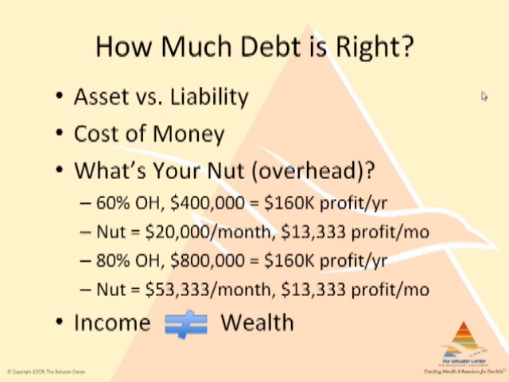If you have a 60% overhead in your office, let's say that you go out and you produce $400,000 of dentistry. Well, with a 60% overhead, that means you have a profit of $160,000 per year. So on a monthly basis, that 60% translates to $20,000 a month that is going to pay expenses, that's your nut, and $13,000 a month in profit.